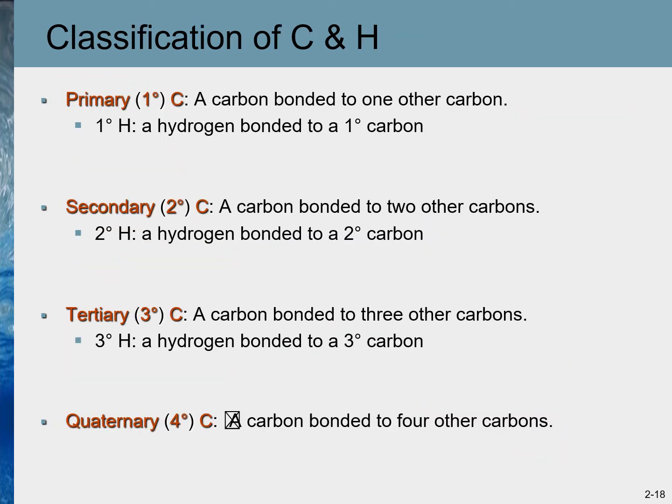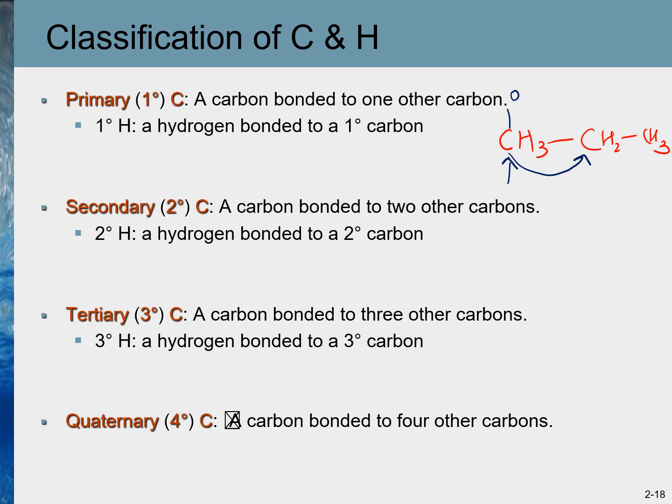In organic compounds, we classify carbon atoms as primary, secondary, tertiary, or quaternary depending on the number of carbon atoms it is bonded to. For example, in case of primary carbon, the carbon atom is bonded to only one other carbon. For example, in this case, the number 1 carbon, it is bonded to only one more carbon, this one. So therefore, this carbon is primary carbon.